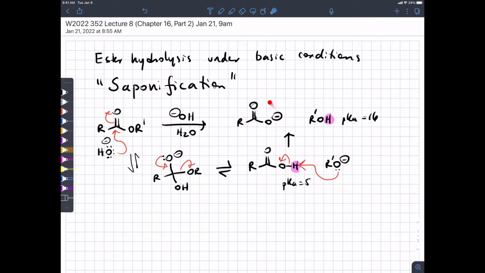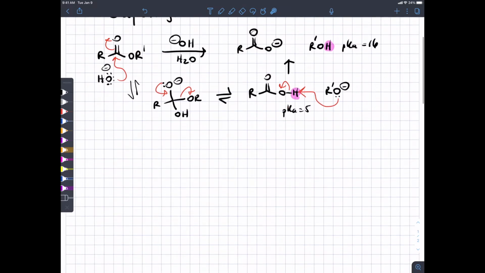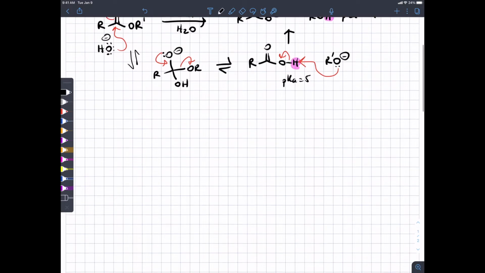We can use that carboxylate as is, or we can gently acidify the solution at the end and recover the carboxylic acid. The details to that are not necessarily important. I do want you to know this mechanism and know the saponification reaction. But one of the key reasons I want you to know that is because this is involved in how our ancestors made soap.